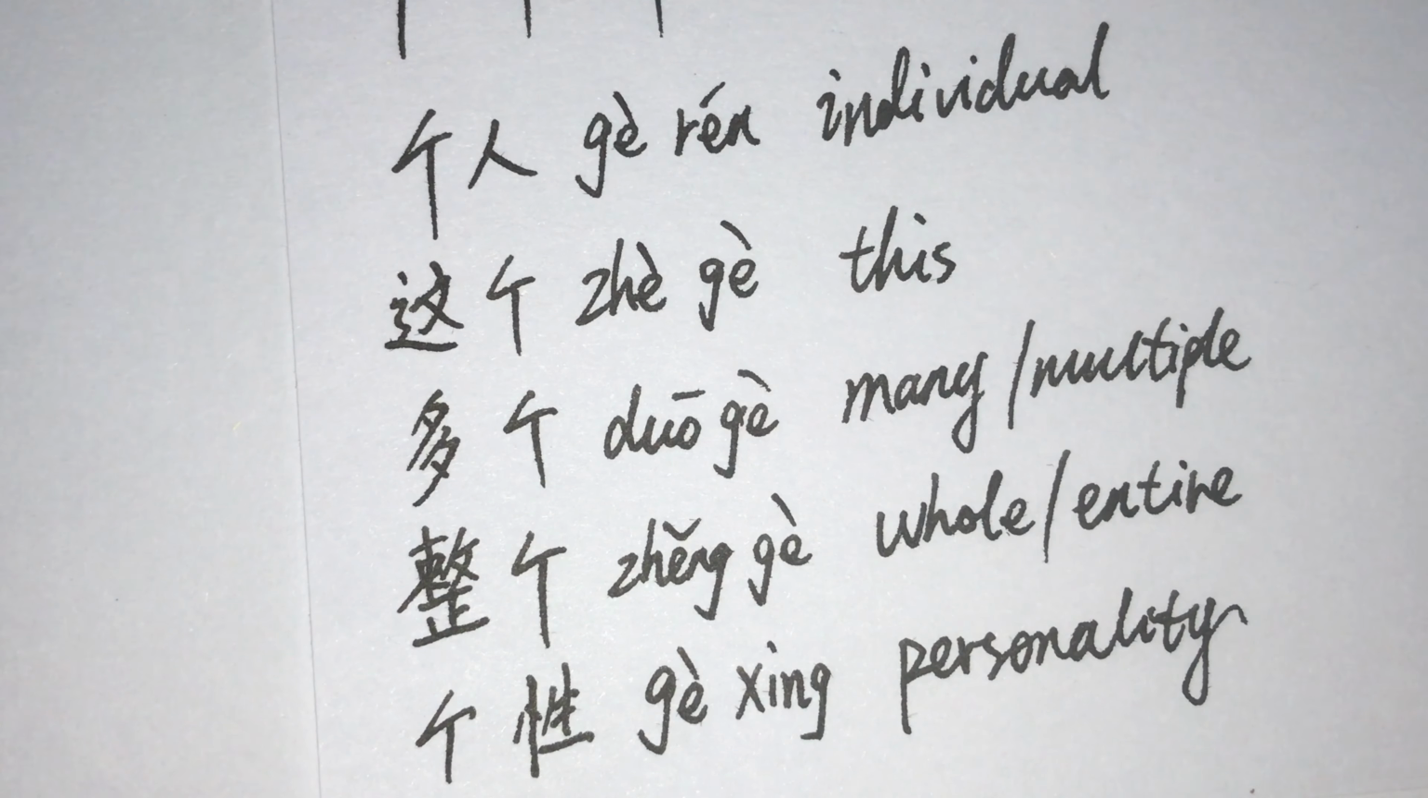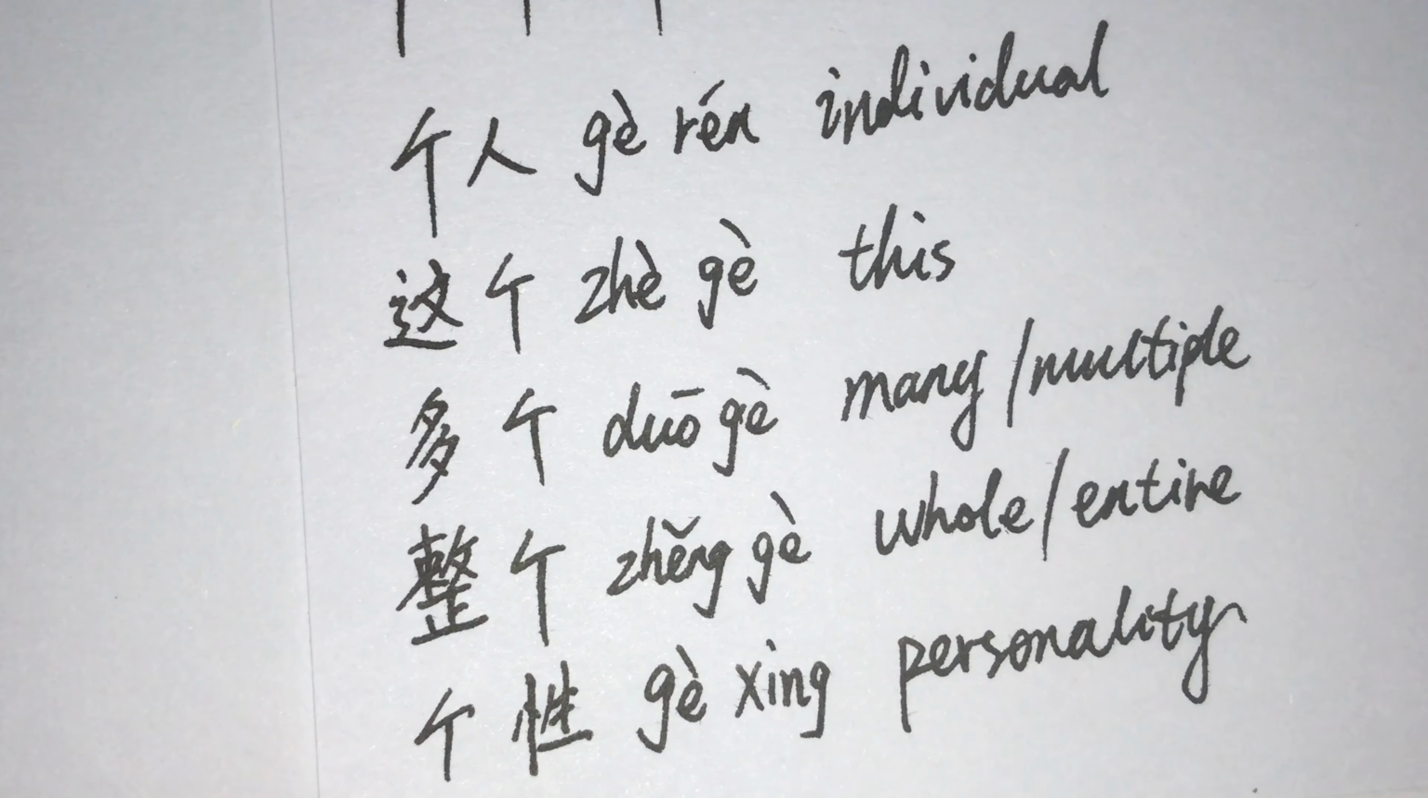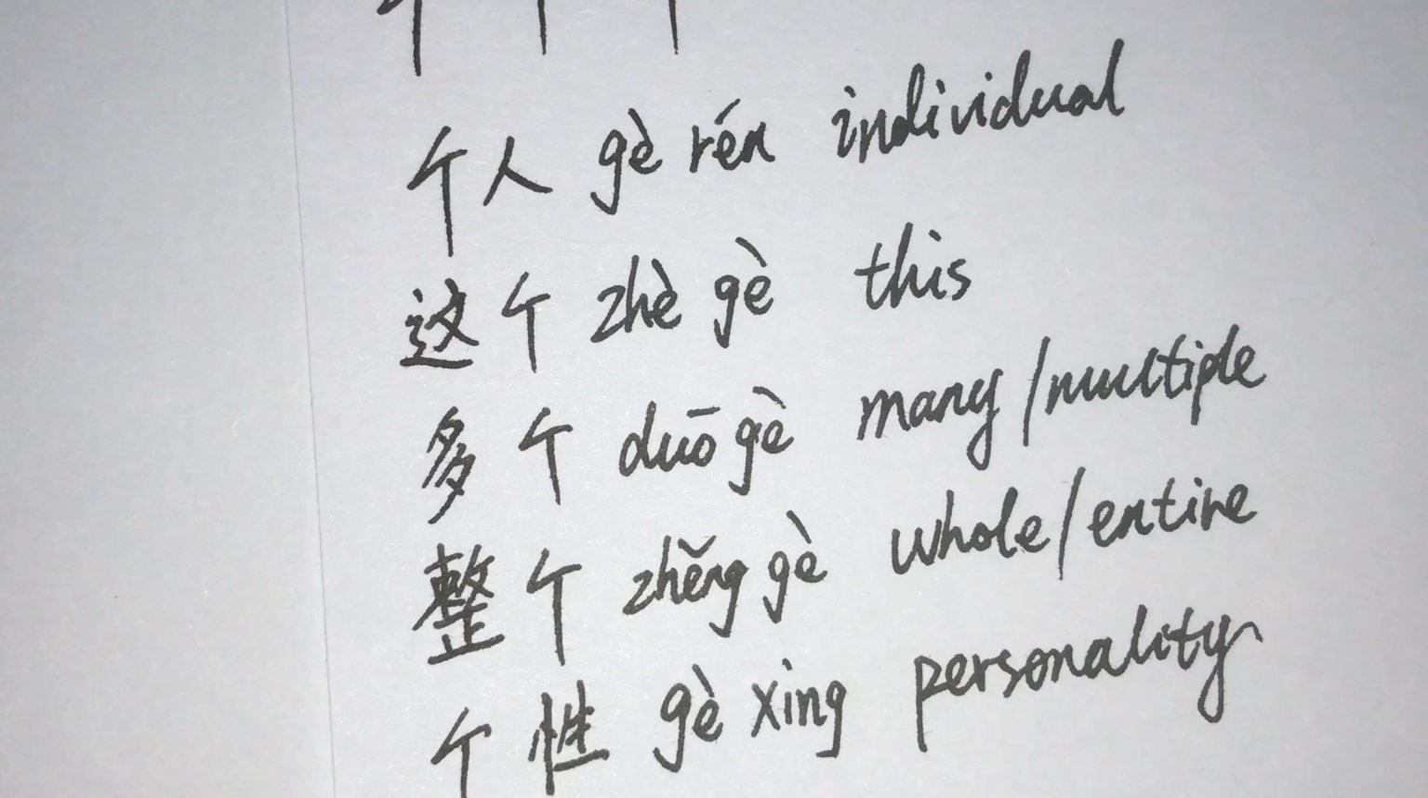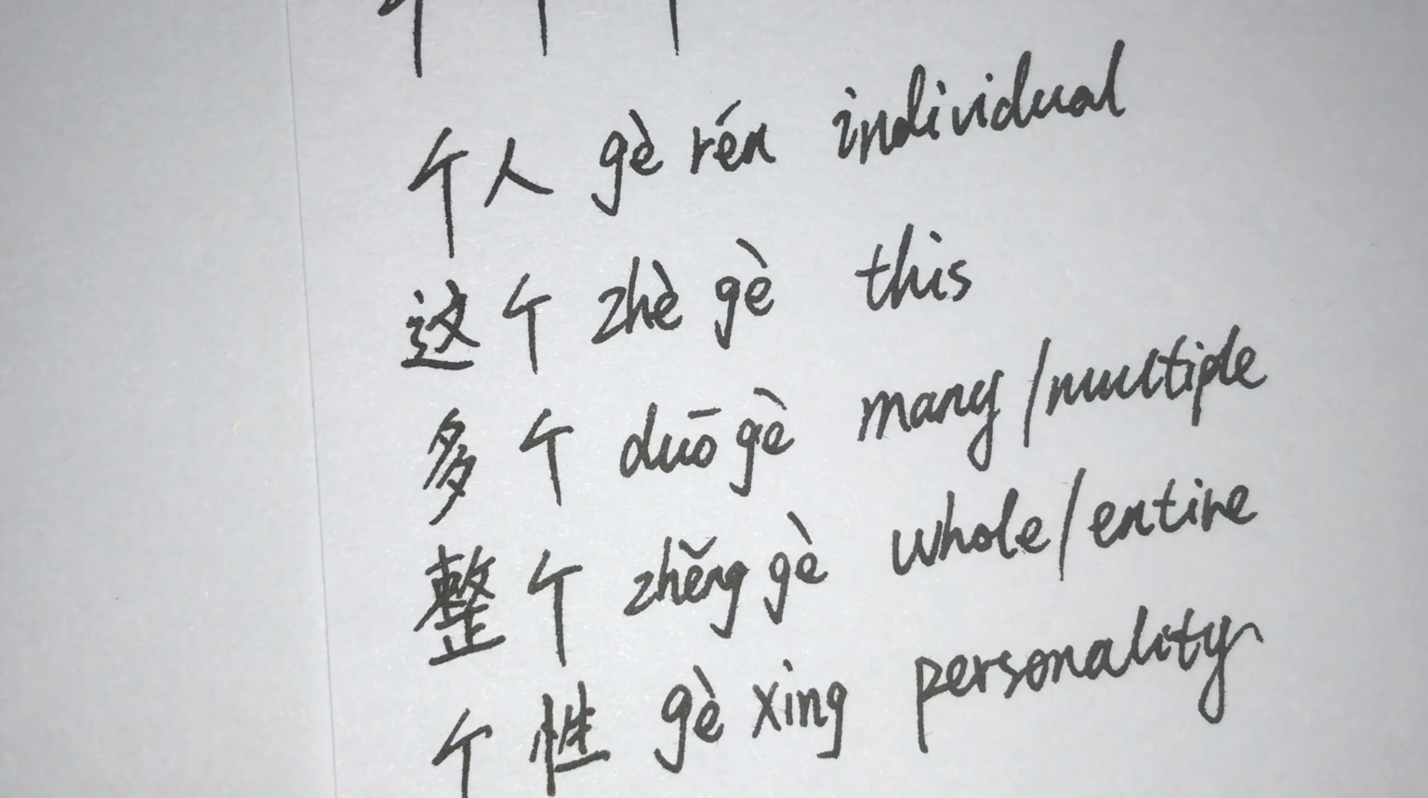What kind of personality do you think you have? 你认为你自己具有什么样的个性？Can you make a sentence with the Chinese character 个? Let me know in a comment below.